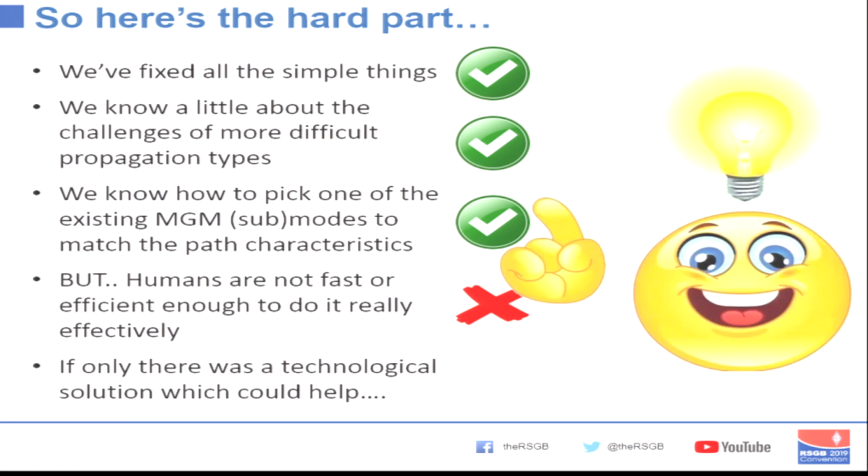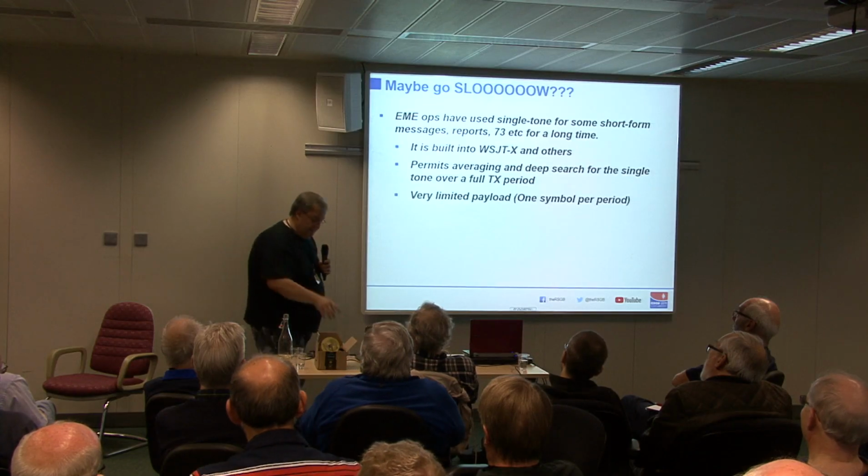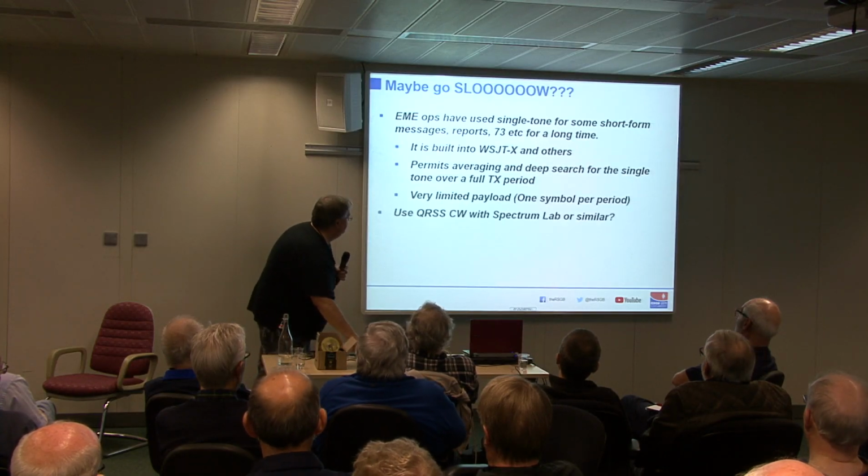Aha. So, EME ops have used single tone for years on end. It's great, except your payload consists of 1 symbol per period. You know, you could say my call sign will be on 1,274 hertz, and if you hear a signal on 1,282 hertz, that means I'm sending you a report of, yeah, it just seems like cheating to me somehow.